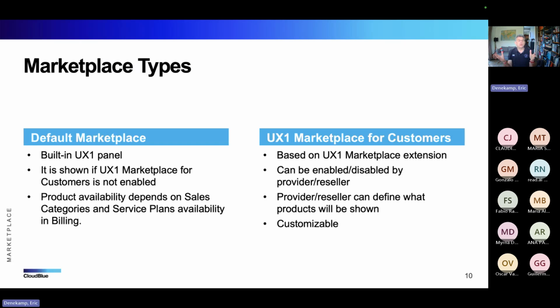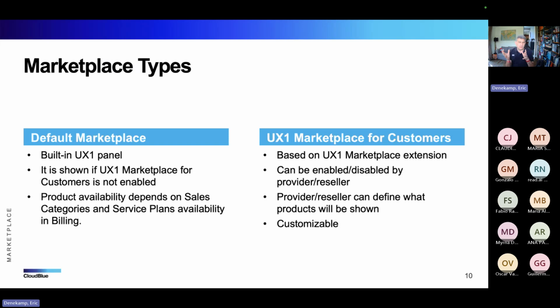This UX1 Marketplace for customers, for resellers, and for providers, by the way, can now be enabled or disabled by the layer above. What do I mean by the layer above? If I am an L1 reseller, my provider can enable it, whether I have it or not. Of course, I can switch it off if I don't want to use it. But if my provider disables it, I cannot enable it. The layer above is also partly in charge of what products will and can be shown. What do I mean by that?